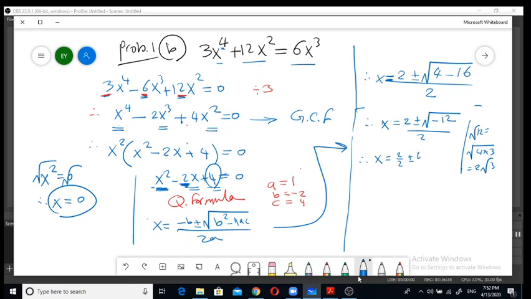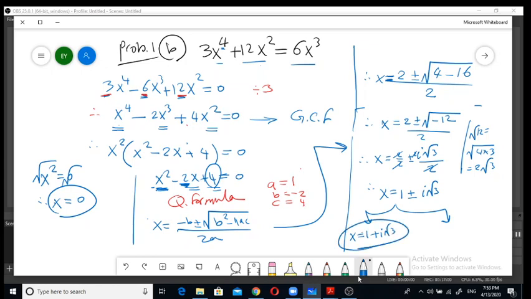So we have i times 2 times i square root of 3 over 2. Easily we can simplify, 2 cancelled with 2 and 2 cancelled with 2. Then x is equal to 1 plus or minus i square root of 3. So we have two solutions here. x is equal to 1 plus i square root of 3 and 1 minus i square root of 3.